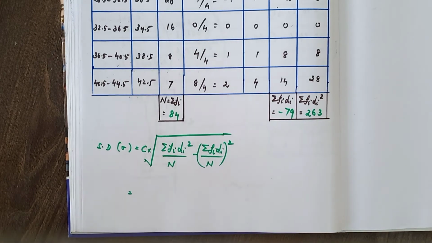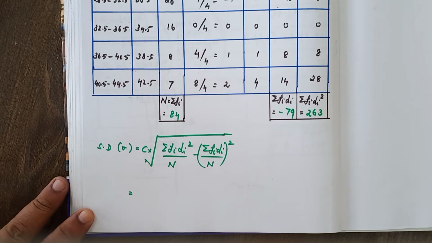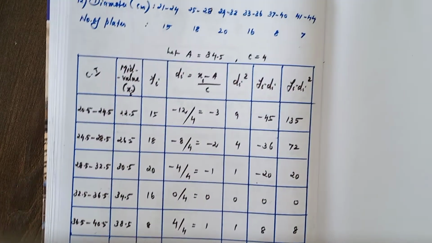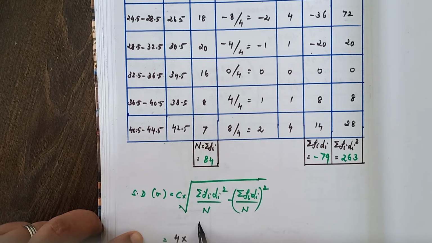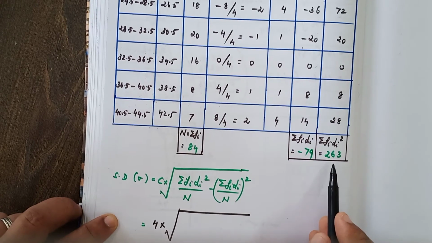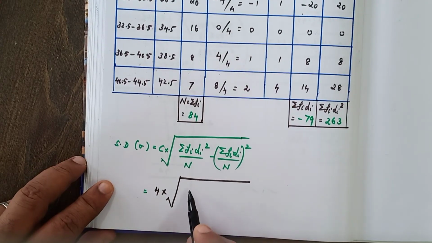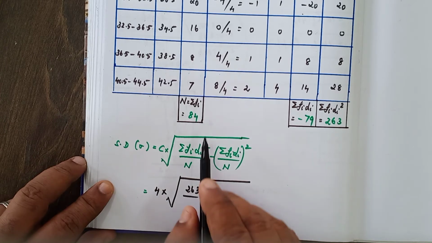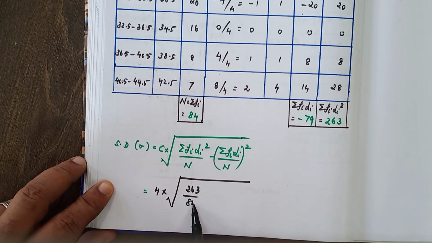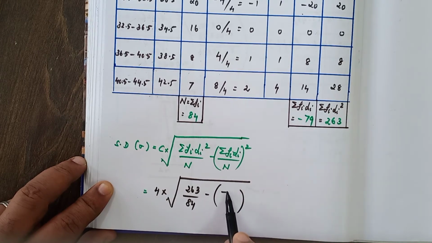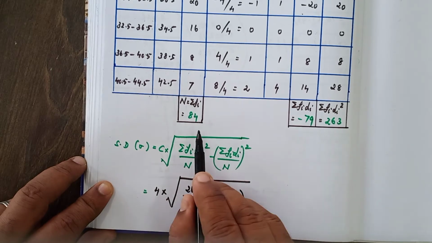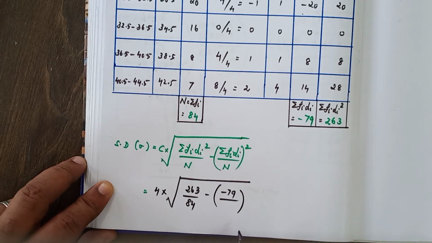That is equal to, C value, that is equal to 4. Here it is: 4 into square root of sigma fi di squared value 263 divided by capital N value 84, minus sigma fi di value, here it is 79, divided by 84, and capital N value is 84, the whole square.